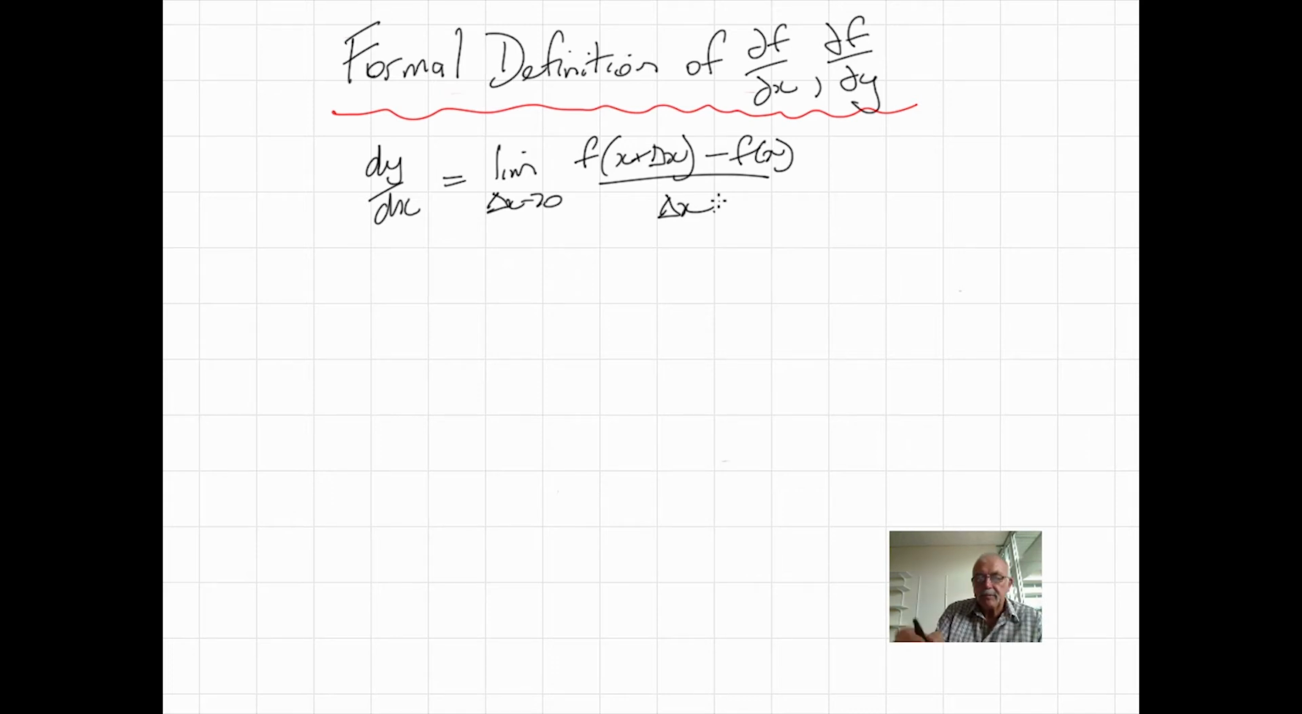So that was a formal definition of dy dx, and the definitions of partial derivatives are very much linked into these as well. So partial df, so if you've got f of x, y, and that's equal to z, z's a function of two variables, x and y, so partial df dx equals the limit as delta x approaches 0. Let's just make that delta x a little bit clearer there.